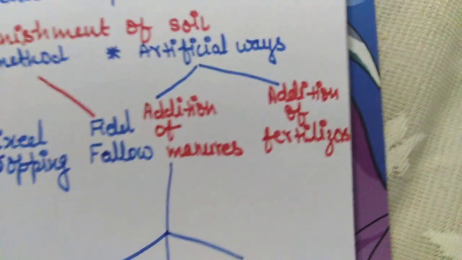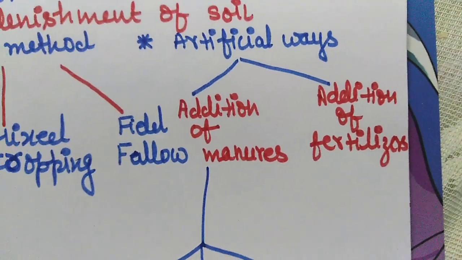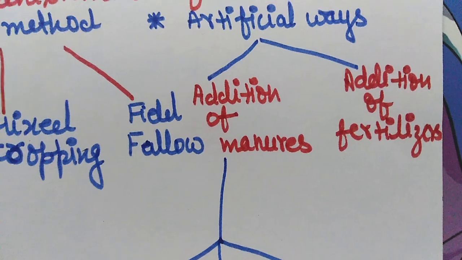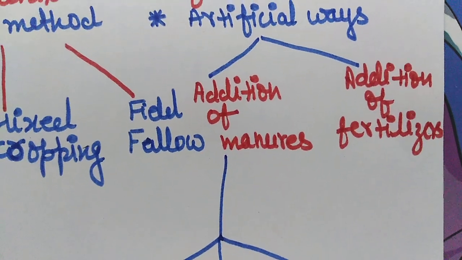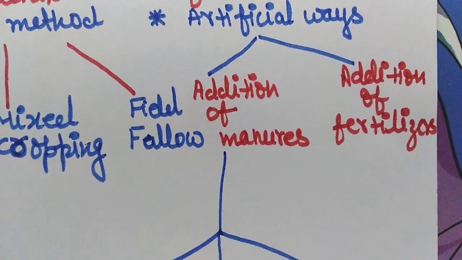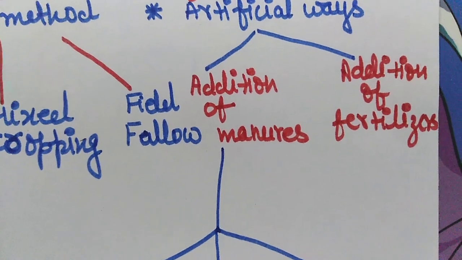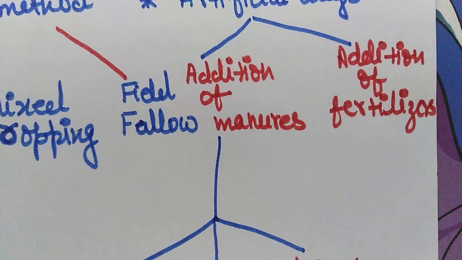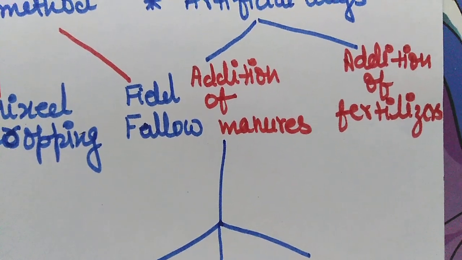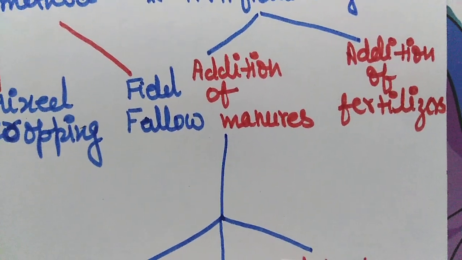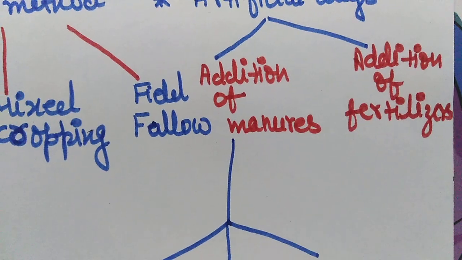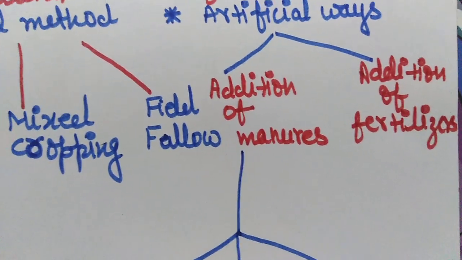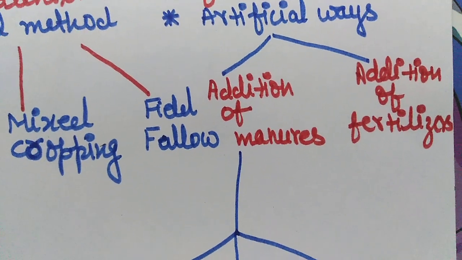Now we have the last one, addition of fertilizers. You know, dear student, fertilizers are chemicals. They are man-made, artificial. These substances are produced in factories, for example, phosphate, superphosphate and potassium sulfate, and they can easily increase the fertility of the soil.